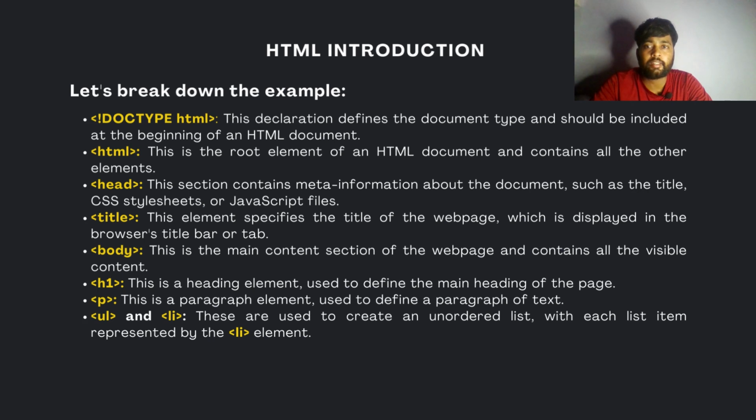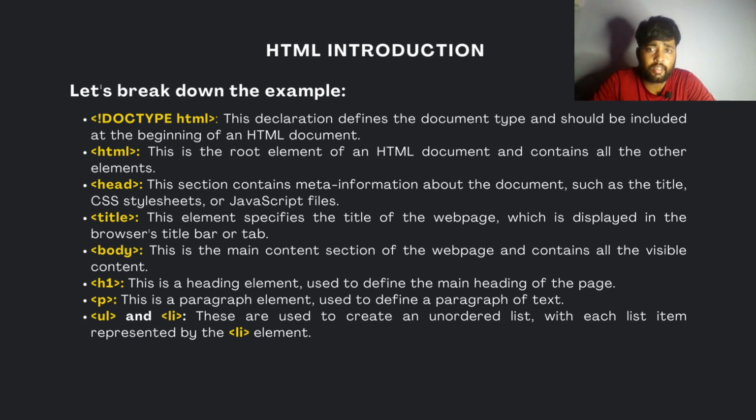So go to the next slide. Let's break down the example. Doctype element: this declaration defines the document type and should be included at the beginning of a document. Next tag is the HTML tag. This is the root element of an HTML document and contains all the other elements.